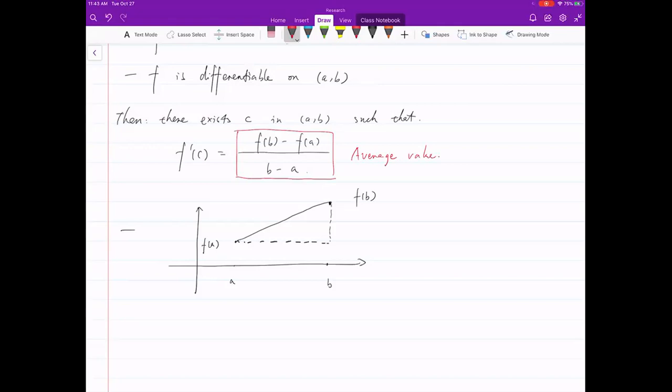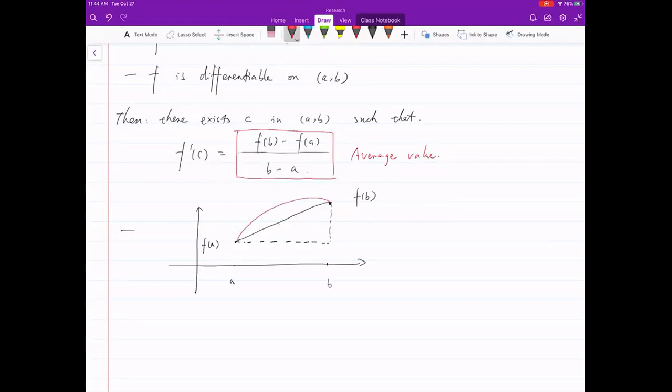Of course, this is not your function. This only uses the information from the starting and ending point. Your function may very well look like this. What this theorem says is no matter how you draw the function, as long as it's continuous and differentiable, there will always be a point, at least one point, such that if you draw the tangent line there, which is f prime c, it will be the same as the straight line I just drew.